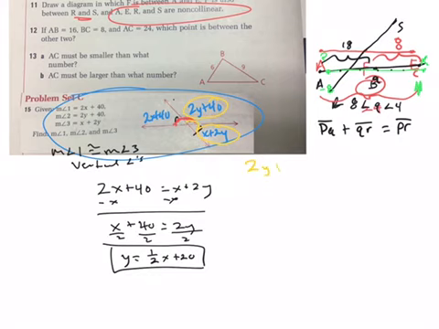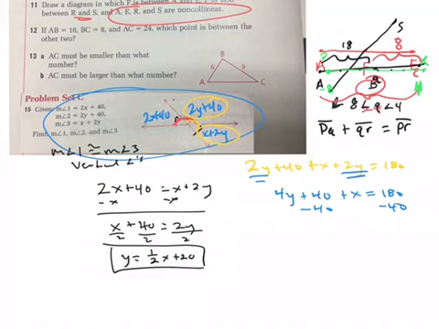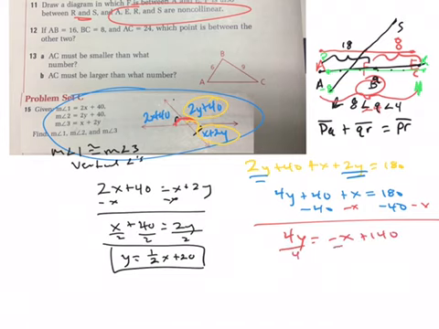So 2y plus 40 plus x plus 2y create a linear pair, 180 degrees. I have some like terms. 4y plus 40 plus x equals 180. I'm going to solve for y. I'm going to start by subtracting 40. Then I'm going to subtract x. I have no x to combine that with. I get negative x plus 140. Divide by 4. I get y equals negative 1/4 x.